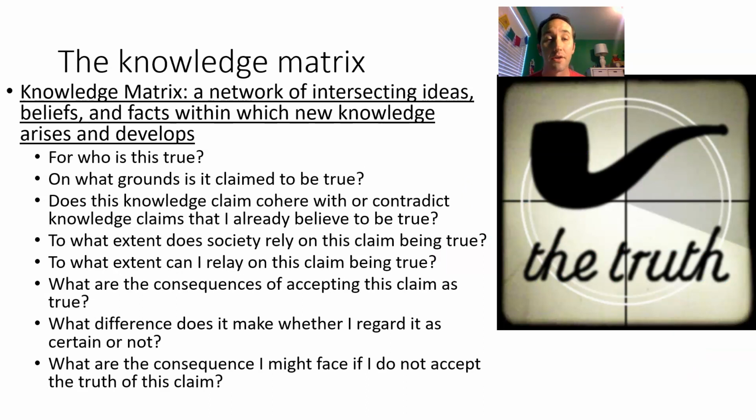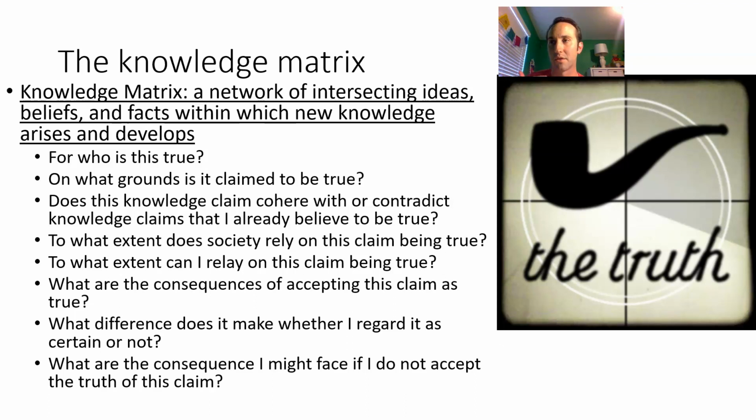And finally, the knowledge matrix. This is a network of intersecting ideas, beliefs, and facts within which new knowledge arises and develops. It's another way that we're going to question things further and see if there are connections between them. So for any question, who are we talking about? For whom is this true? Is my truth your truth? On what grounds is it claimed to be true? Do you have good evidence? Does this knowledge claim cohere with or contradict knowledge claims that are already believed to be true?